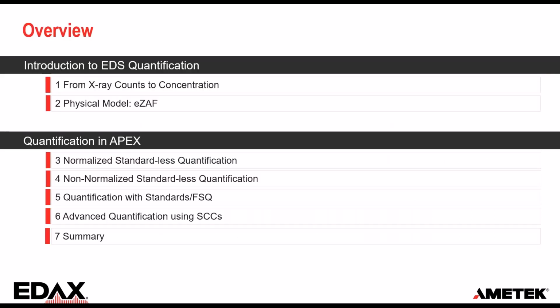For approximately the next 40 minutes, we will deal with different quantification options. To give you a small overview, I start with the basic principle of how to get from emitted X-rays to the composition of the sample. After that, I will dive into the quantification analysis of the detected signals. In detail: the normalized standardless quantification, the normalized quantification, and then the quantification with standards.